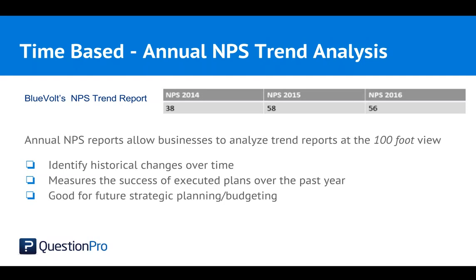And also, it's really good for future strategic planning and budgeting. So you can use this number as a way to gauge the success of the executions of things that you're doing. So, for example, above, we have an NPS at 38 in 2014. Many changes happened in the last year. So 2015, it went up to 58. And then in the last year, it went to 56.